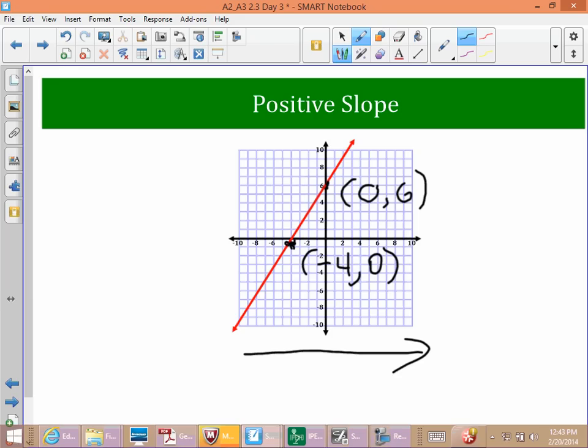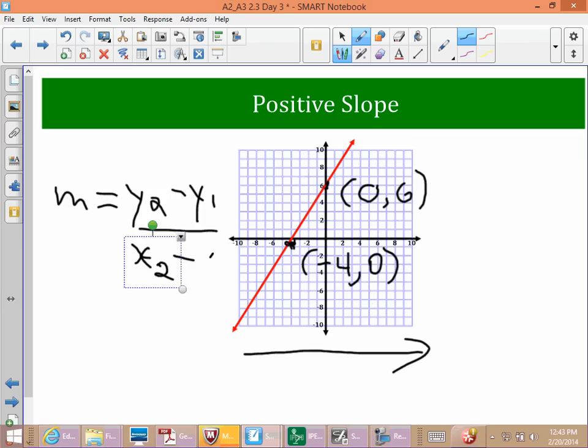Now, how can we assess that this is positive without looking at it left to right? Well, we can prove it simply from the formula for slope, otherwise known as m is equal to y2 minus y1 over x2 minus x1. At any rate, if I'm filling in these values for x1, y1, and x2, y2, we have 6 minus 0 over 0 minus a negative 4.